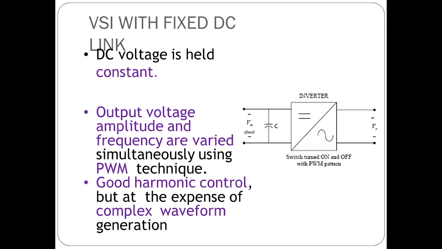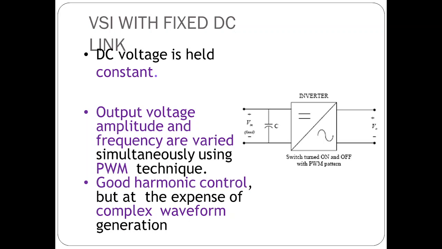The PWM pattern is responsible for turning the switches in the inverter on and off. By switching the switches, the source supplies the power, and the power is modulated with the help of this inverter, and the required waveform or signal is given to the load. So the DC voltage is held constant here. Sometimes we can have a VSI with variable DC as well as a VSI with a fixed DC link.